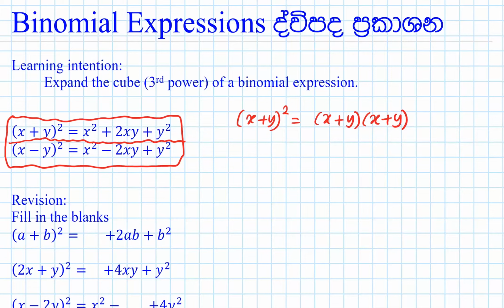And we call this the so-called FOIL method. First, you multiply the two first terms, and then you multiply the outside terms, and then you multiply the inside terms. Finally, you multiply the last two terms in the brackets. Therefore, it is called the FOIL method.